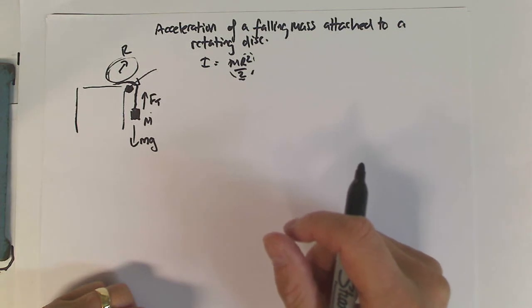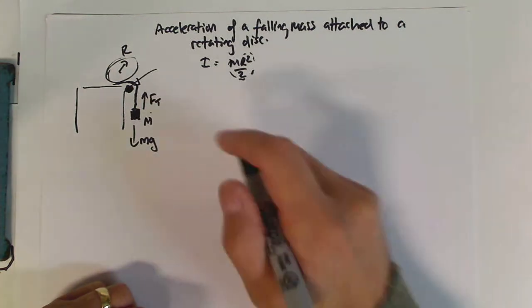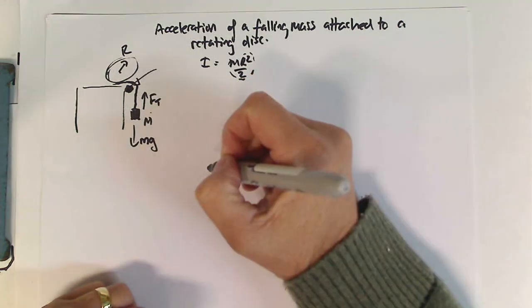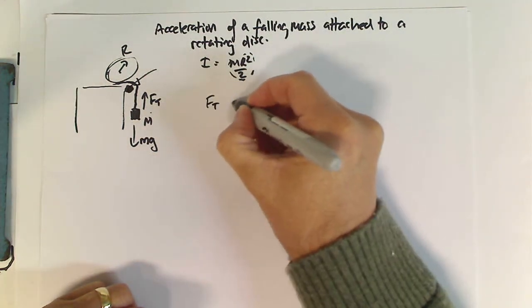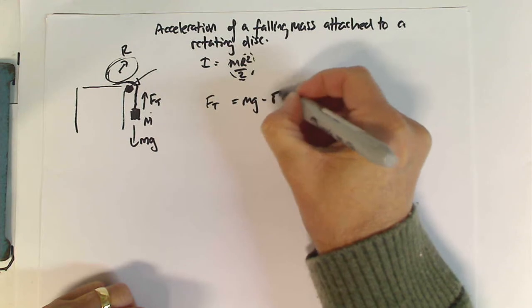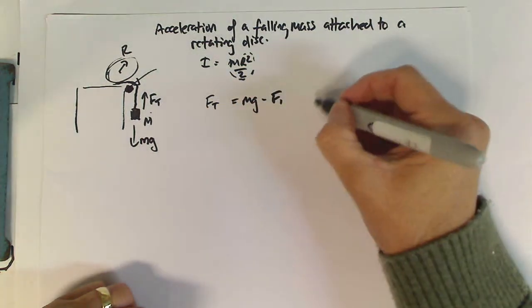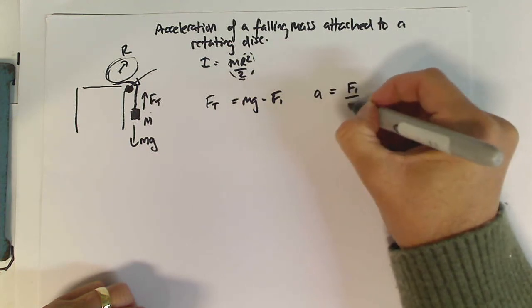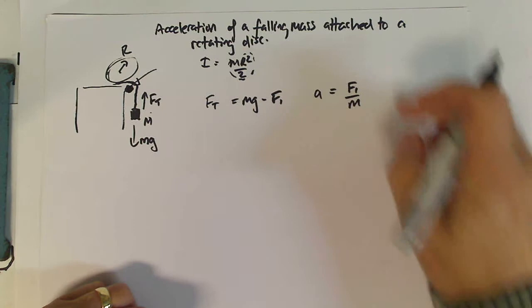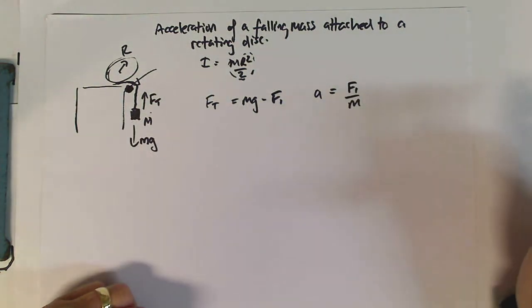We'll identify another force, the net force. So mg, or the tension force here, is going to be equal to mg minus F1. We've identified F1 as the net force. So A is also going to be equal to F1 divided by m. Net force divided by the mass will give the acceleration of the falling mass.